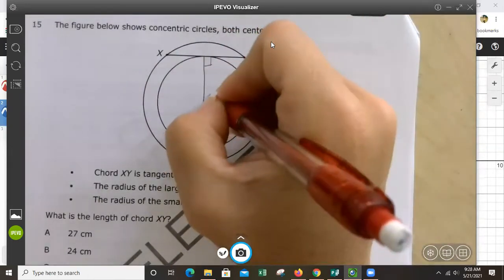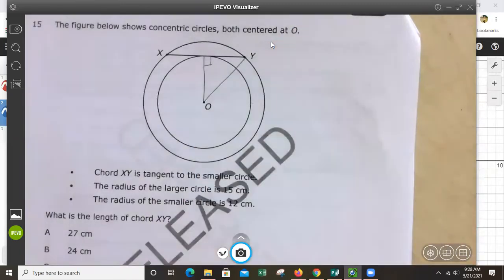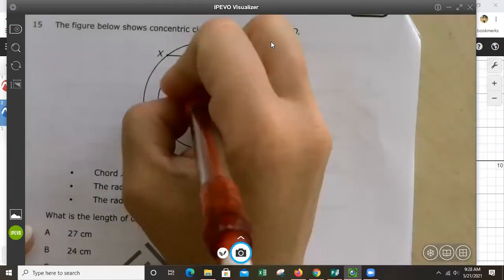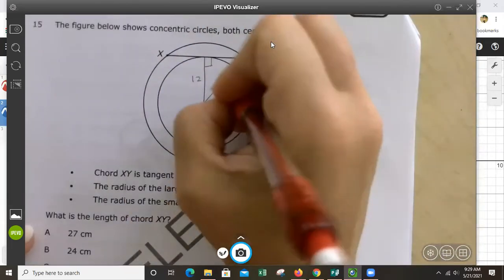I can make that anywhere, and I'm going to make it right here. What did I just draw? A right triangle. Everybody got it? So what it also tells me is the small circle is 12. The large one is 15.